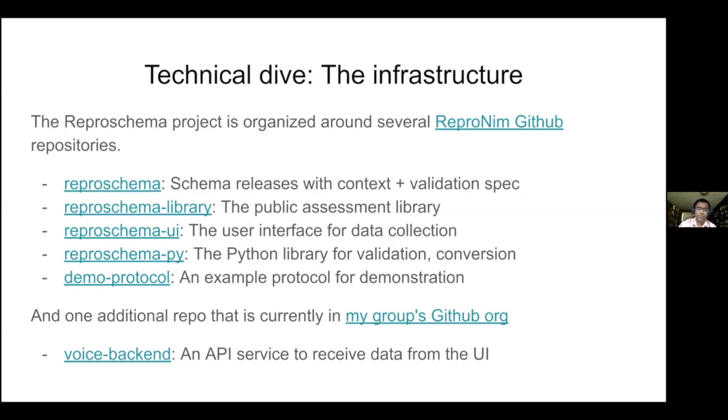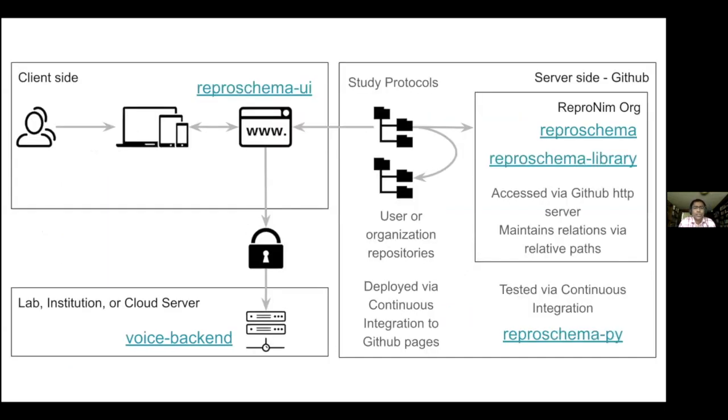In addition, there's one more repo, which is currently in my group's GitHub organization. It's called the voice backend, but we'll soon transfer it to be the ReproSchema backend, which provides an API service. So you will need to run this on a server somewhere to receive data from the UI, but it's connected to the UI itself. So what does this look like? On the client side, you have a person and they could be using a computer, a laptop, or a smartphone, and they open a browser to launch the ReproSchema UI.